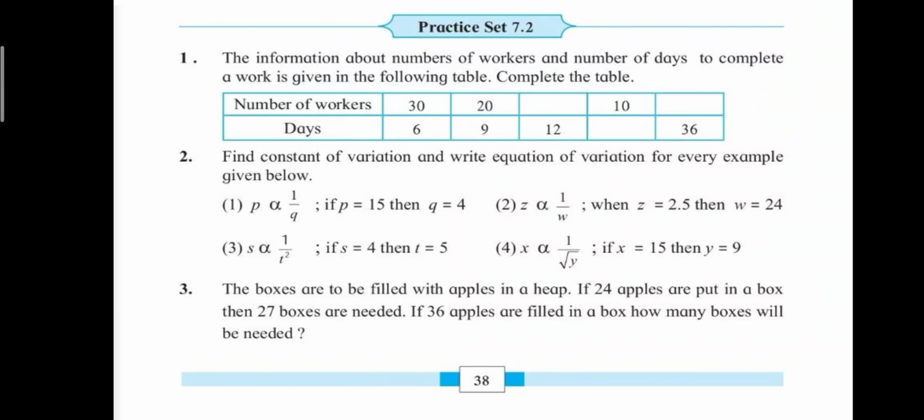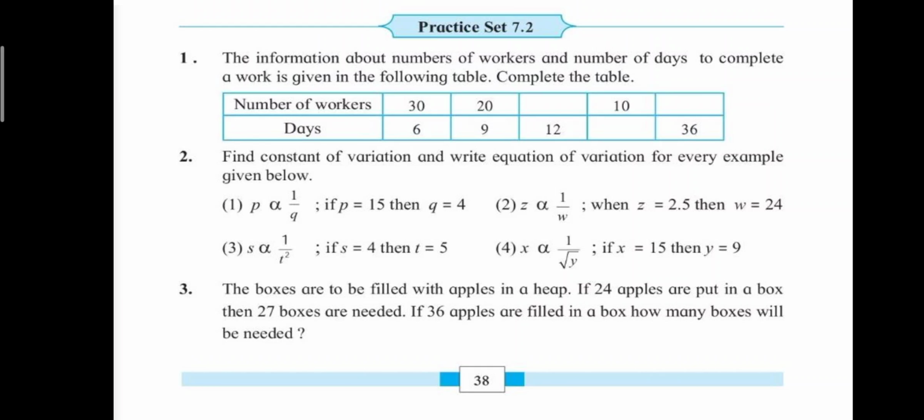Now we'll go to question number 3. The boxes are to be filled with apples in a heap. If 24 apples are put in a box, then 27 boxes are needed. If 36 apples are filled in a box, how many boxes will be needed? So here it is saying that if one box has 24 apples, you have 27 boxes.